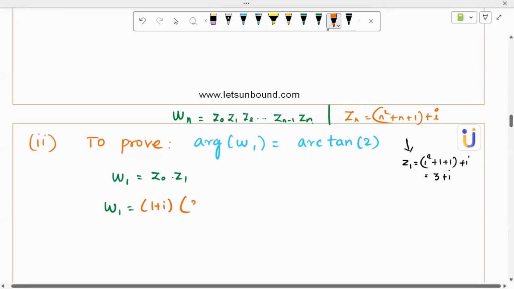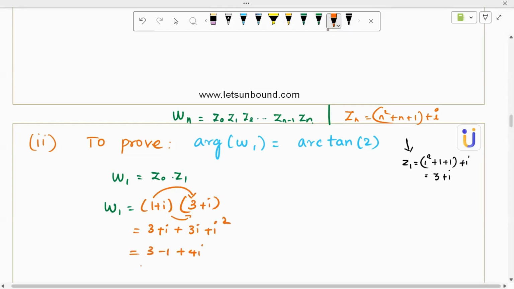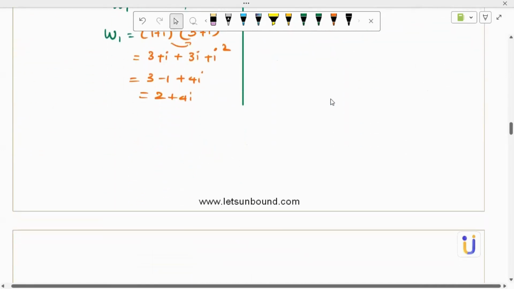Got it? And let me product this. 1 times 3 plus I is 3 plus I. Then I times, if you do 3i plus I square, this will go 3 minus 1 plus 4i, which is 2 plus 4i. That's simple. I know what is W1. Now we can proceed with argument of W1.